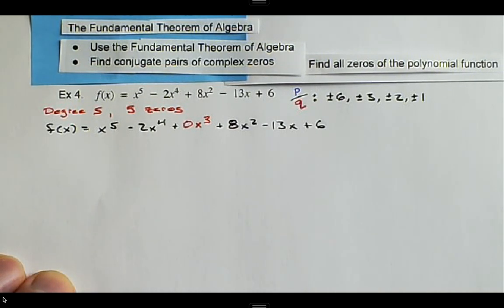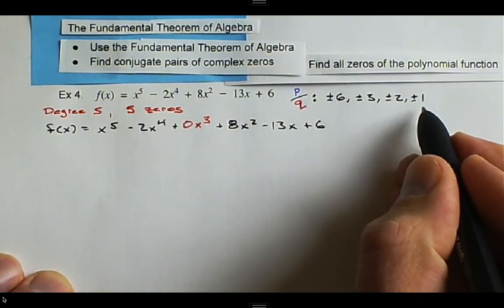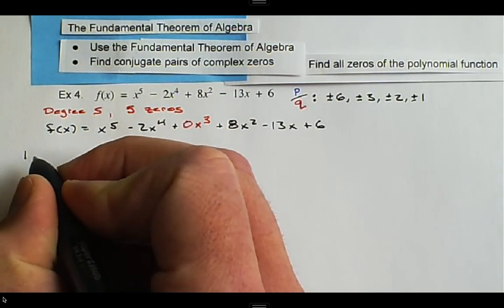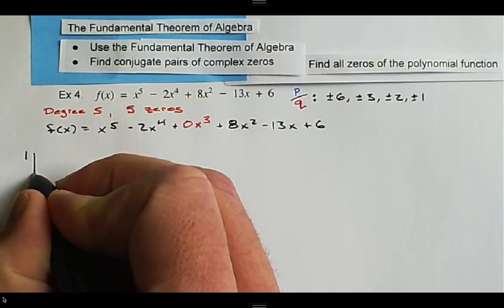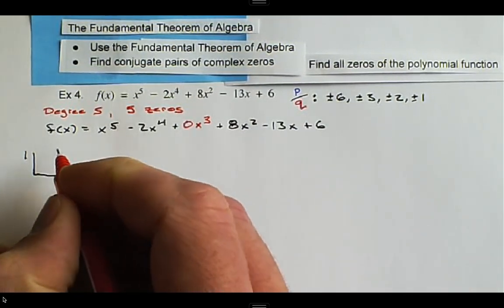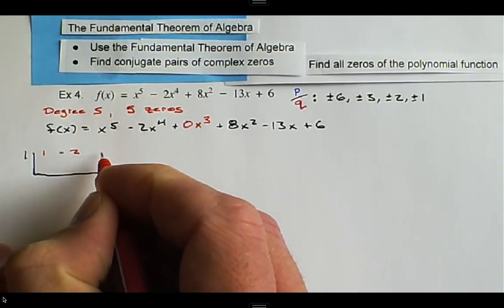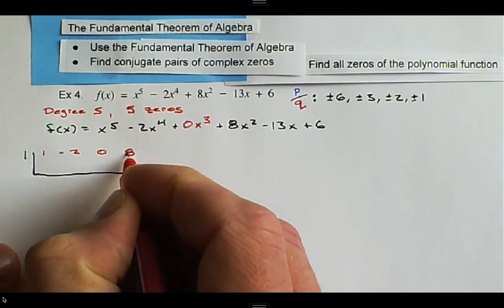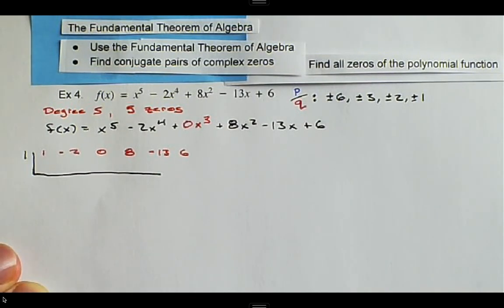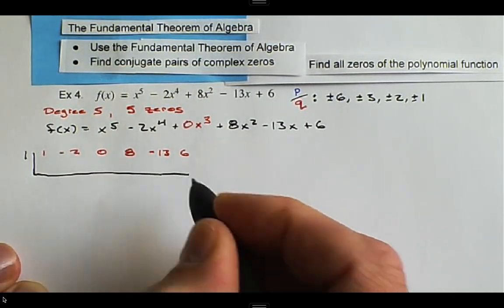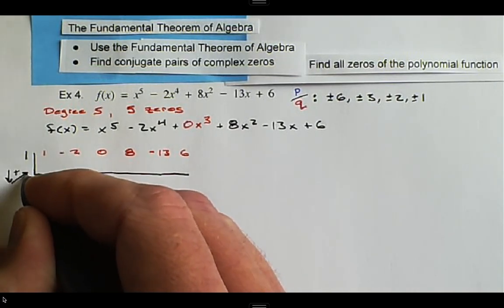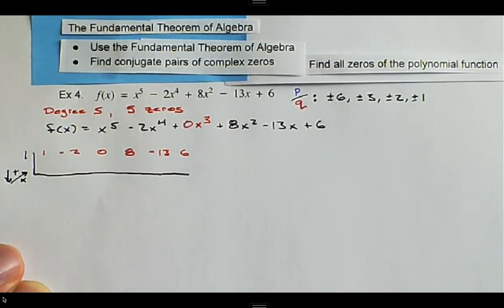And I'm going to start by checking positive 1. So I'm going to use synthetic substitution with positive 1. And I'm just going to write down the lead coefficients in front of each one of these terms. So we have 1, negative 2, 0, 8, negative 13, and 6. So we're going to remember that we add down and we multiply on the diagonal for synthetic substitution.